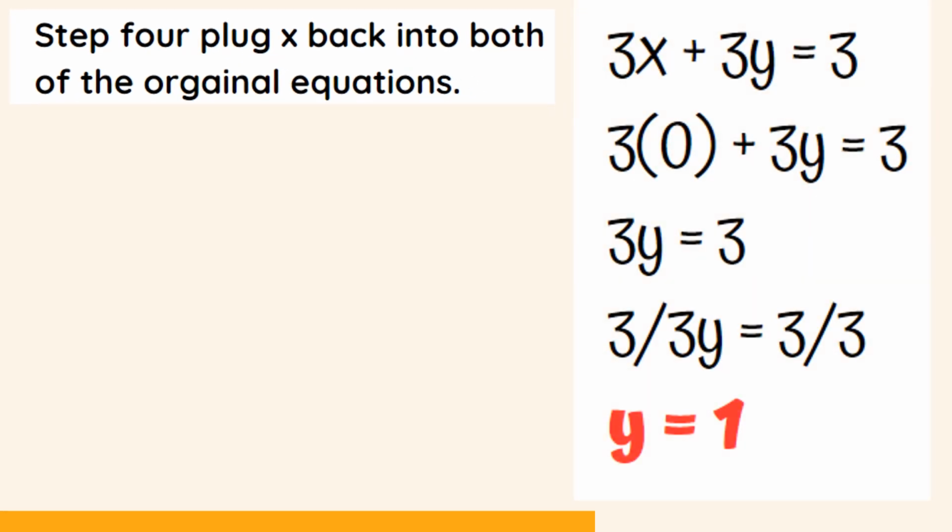I bet most of you guys did 3 times 0 plus 3y, which gave you 3y on the left-hand side. And then we had 3y is equal to 3. Since 3 times y, the inverse operation is multiplication. I'm sorry, the inverse of multiplication is division. We divide both sides by 3, so we have y is equal to 1.